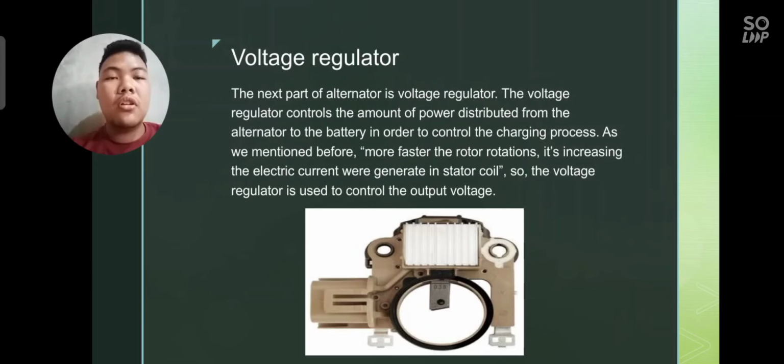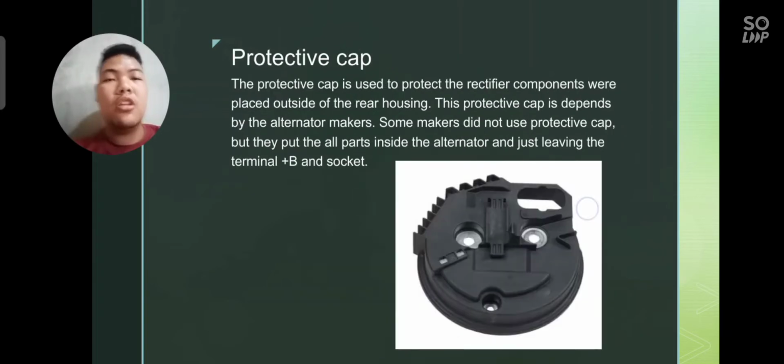The voltage regulator is used to control the output voltage. Protective cap. The protective cap is used to protect the rectifier components placed outside of the rear housing. This protective cap depends on the alternator maker.